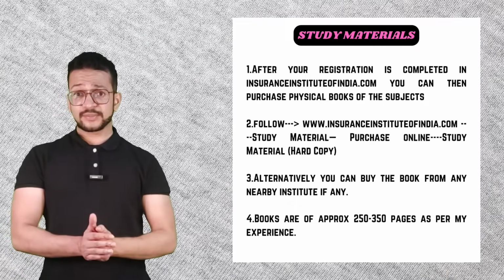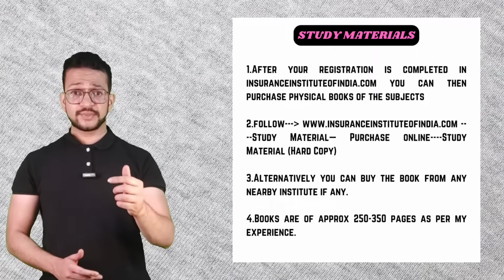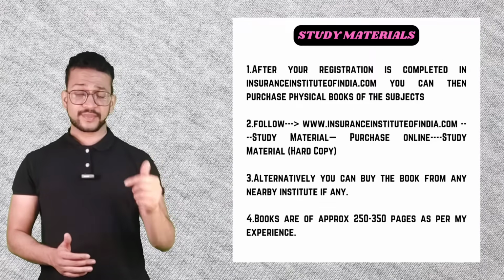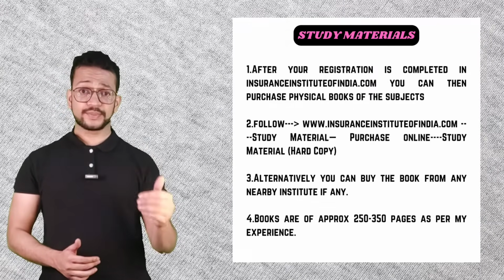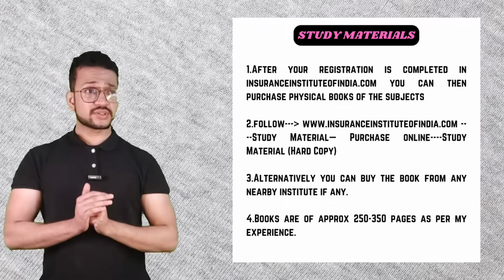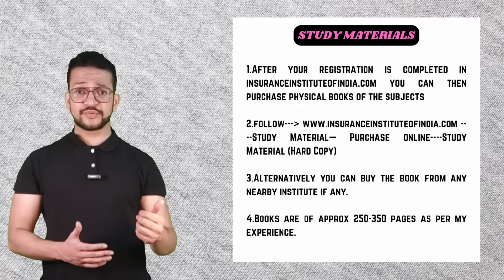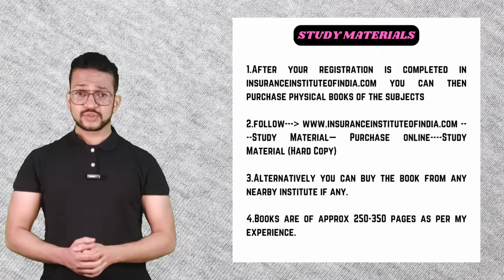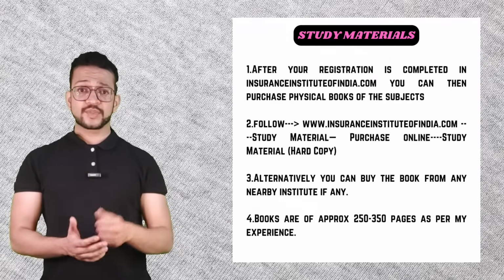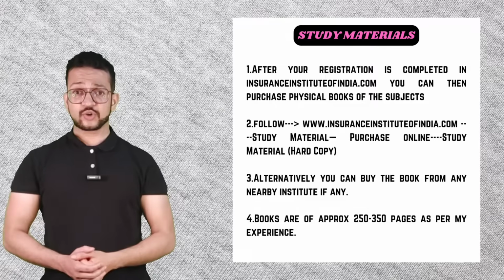So after your registration is complete, go to the study material, go to purchase online, and then go to study material hard copy, and from there you can buy the hard copies of the books. And roughly the book pages are in between 250 to 350 pages. So you can either download the ebook, purchase the ebook, or you can buy the physical hard copy.